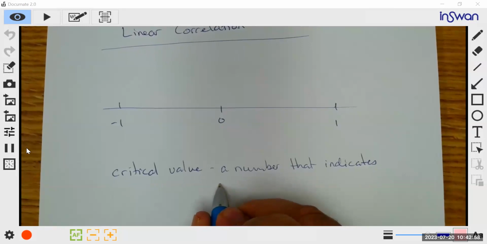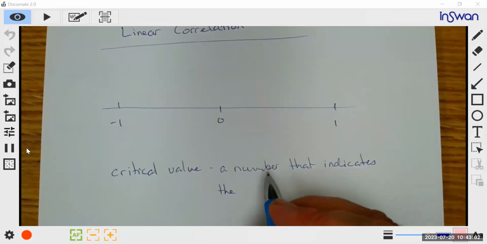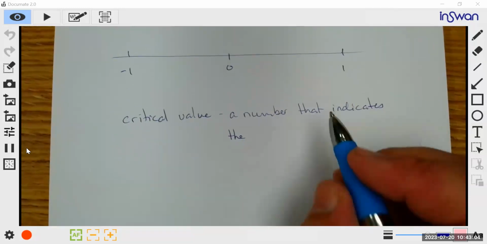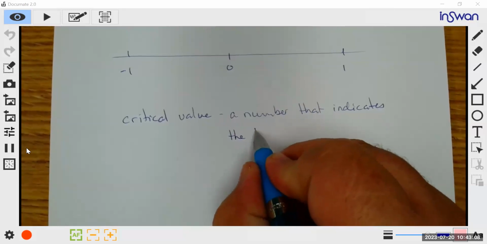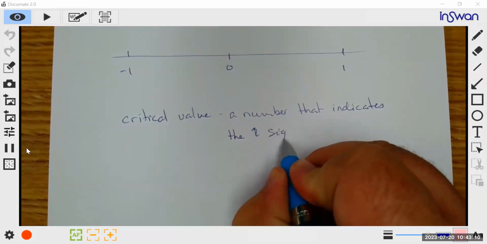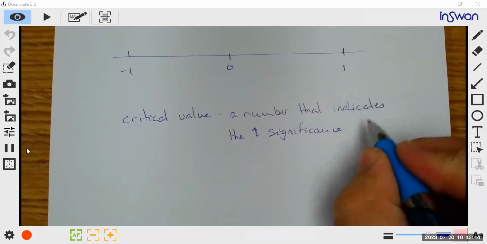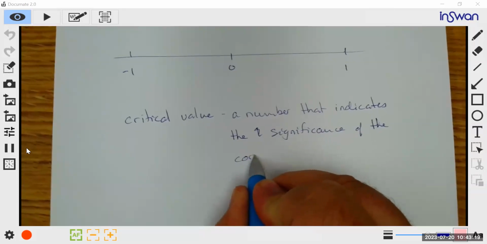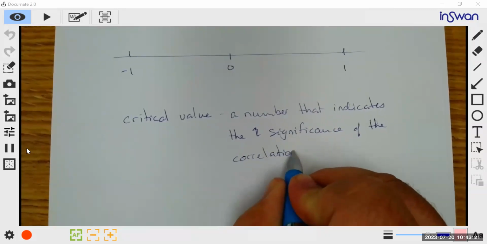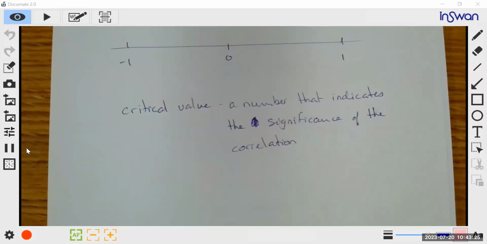It's a number that indicates the significance of the correlation.